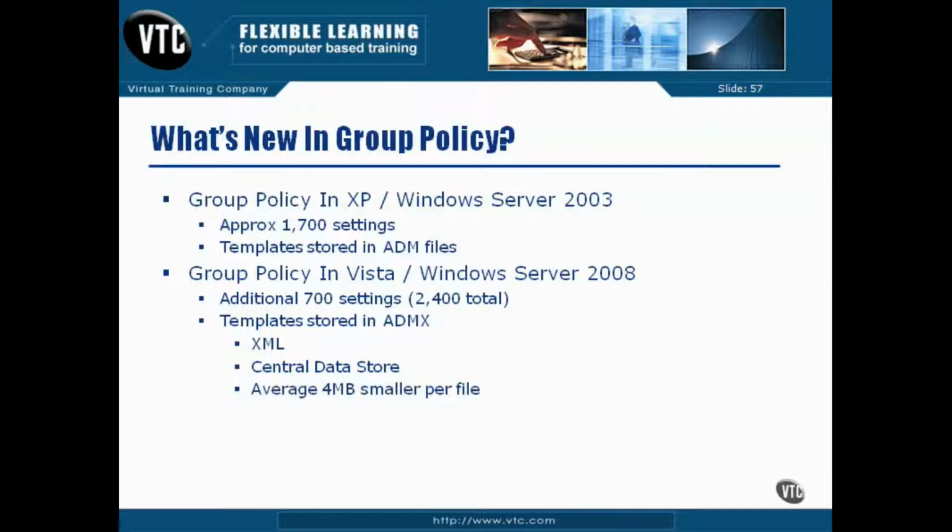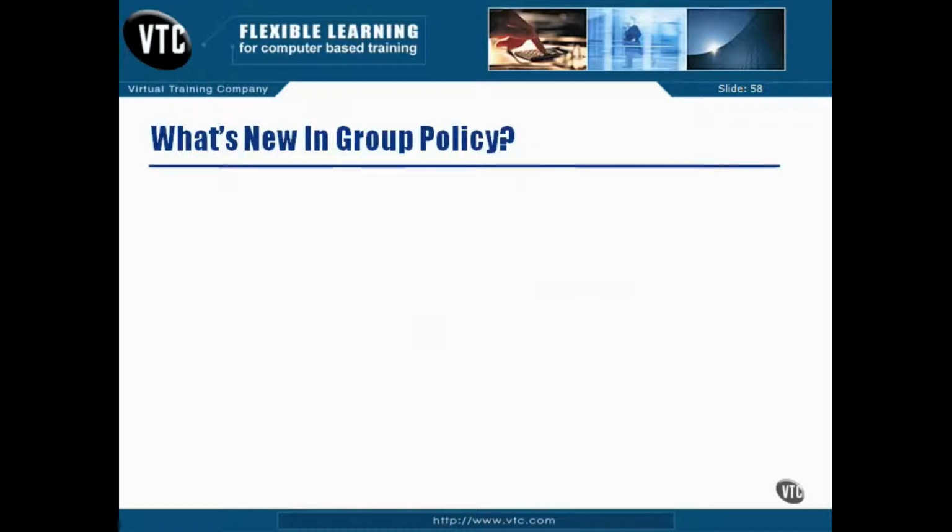Since it's XML, we're averaging per GPO file, or per ADM file, if you will, the ADMX files are an average of 4 megabytes smaller. Now, if you've got 4 ADM files at 4 megabytes, it's 16 megs, and that translates into much less replication traffic between your domain controllers on your Active Directory network. Okay, so big news there in group policy.